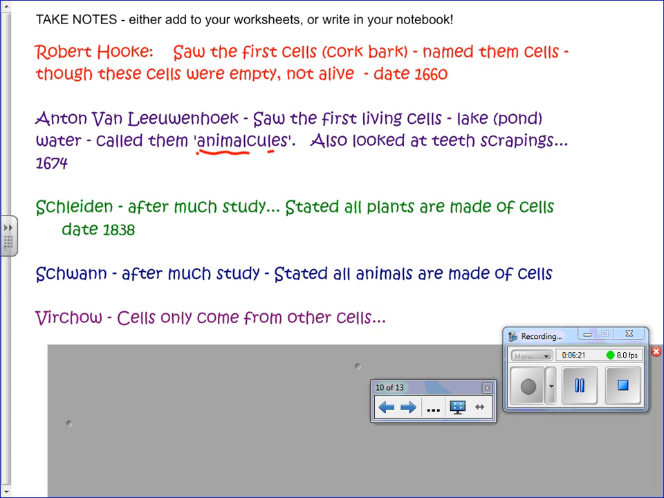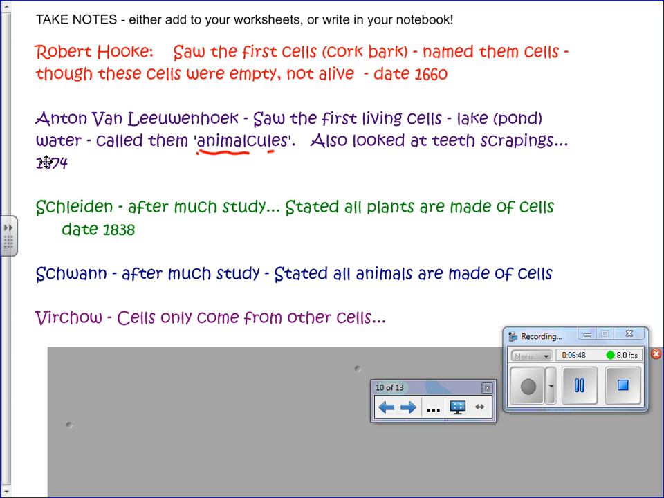And then a man named Virchow, sounds more Russian to me, but he apparently was also German. He came up with cells only can come from other cells. And he actually, under his microscope, saw cells dividing. So he saw that a cell could make another cell. And he said, hey, I think that cells really can only come from other cells. And in just a second, we're going to talk about why that's actually kind of important.